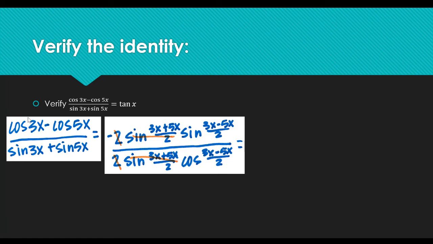So if I look at the formula for cosine minus cosine, it's -2 sine of first thing plus second thing over 2, so 3x plus 5x over 2, times sine of first thing minus second thing over 2, 3x minus 5x over 2. Then the bottom one, sine plus sine, I'm going to use that formula. So it's 2 sine of first thing plus second thing over 2, cosine of first thing minus second thing over 2. So then when I look at this whole thing, there's a 2 on top and a 2 on bottom. They cancel. There's a sine of 3x plus 5x over 2 on the top and bottom. So those whole things cancel out.